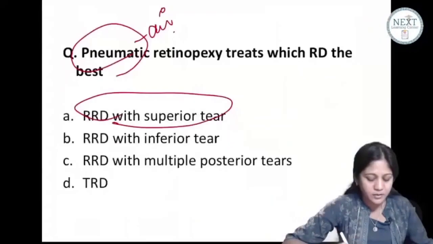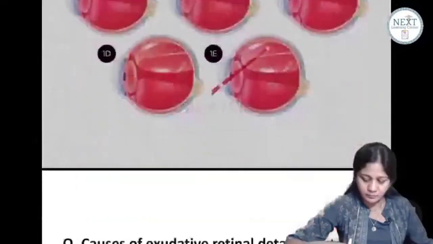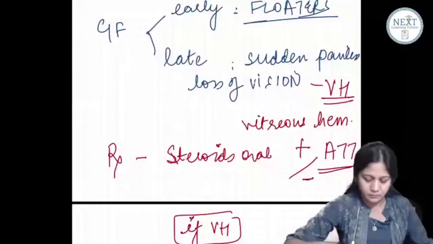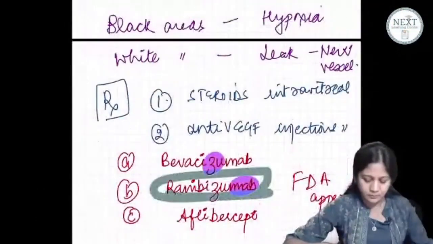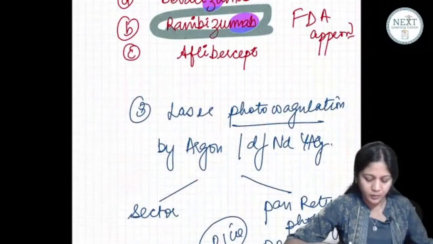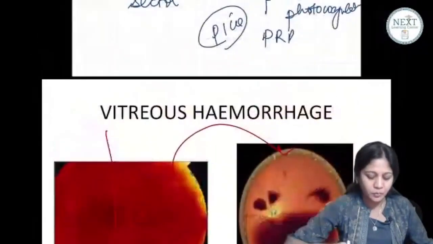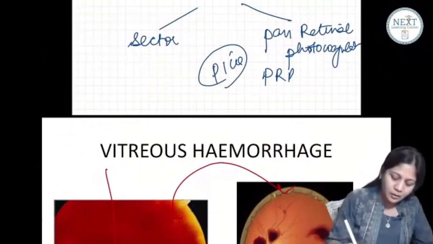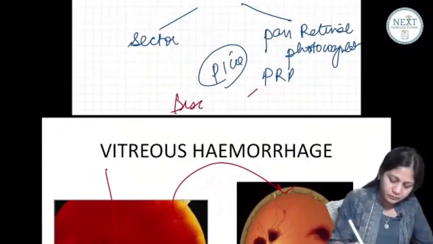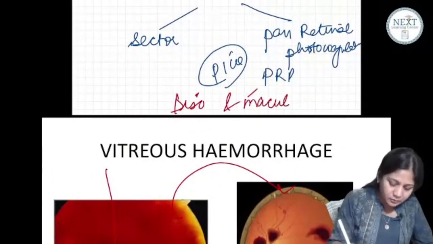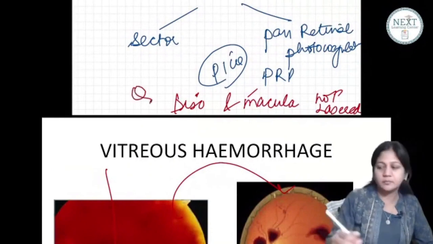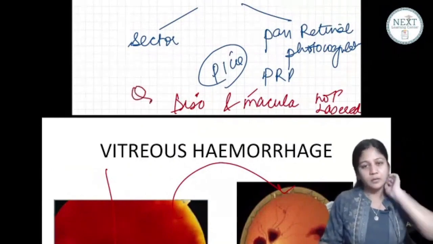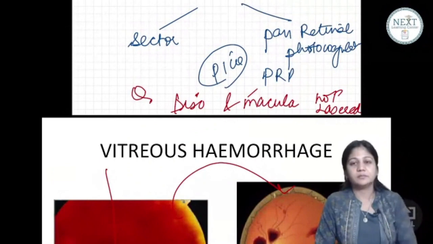Please, you can write this down. In pan-retinal photocoagulation, optic disc and macula are never lasered. Okay, this is a question. Disc and macula are never lasered.